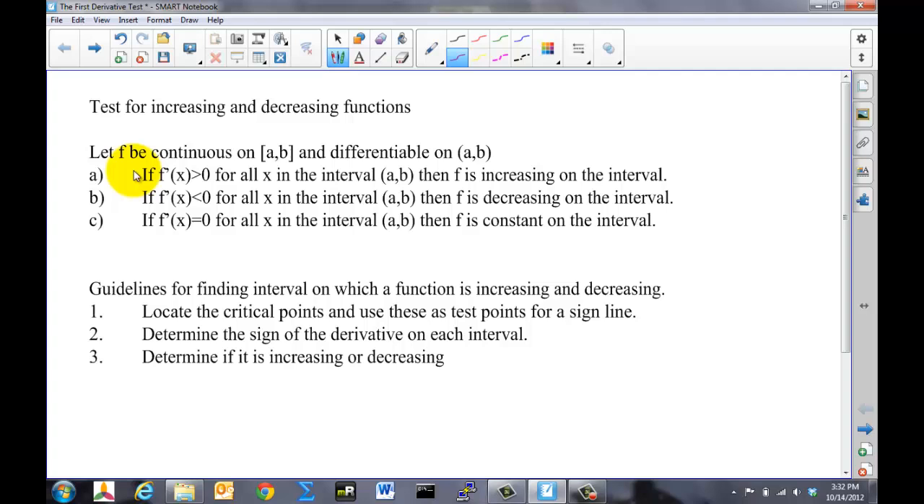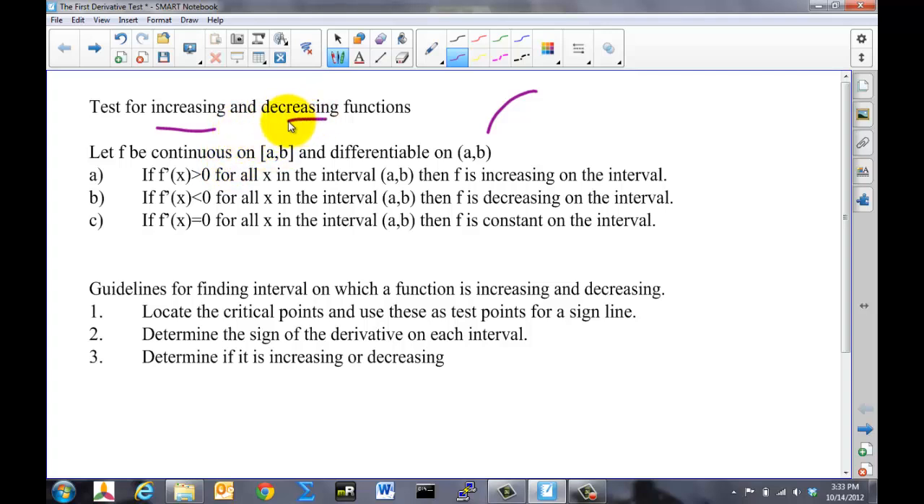Today we're going to be talking about increasing and decreasing functions. An increasing function is just what you might think it is. It's a function that is going up if you look at it graphically. Well, what does that mean algebraically? We'll talk about that in a moment as well.